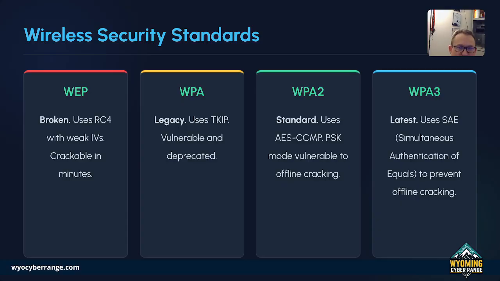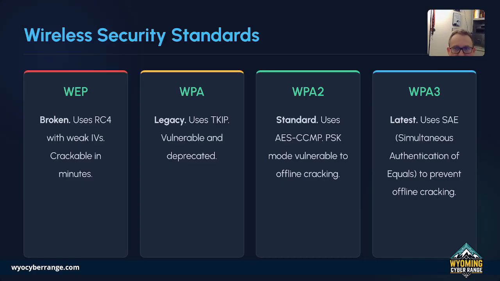Now, if we look at the wireless standards, these are the wireless standards we currently have within our ecosystem. WEP is completely broken. It uses RC4 and a weak initialization vector, the IV, and can be cracked in minutes, if not sometimes seconds. So we don't use it. Many devices don't even have it as an option anymore. WPA is a legacy standard that uses TKIP and is highly vulnerable and deprecated as well. Basically, it was WEP with TKIP put on top of it. Still had initialization vector issues, and so we don't use it either.